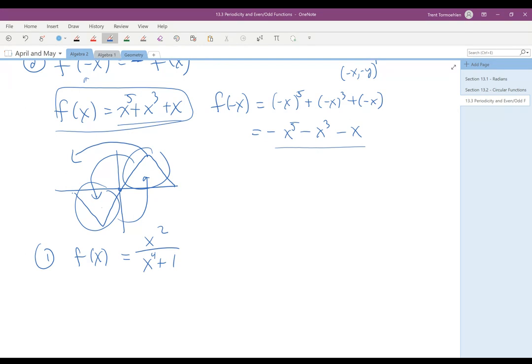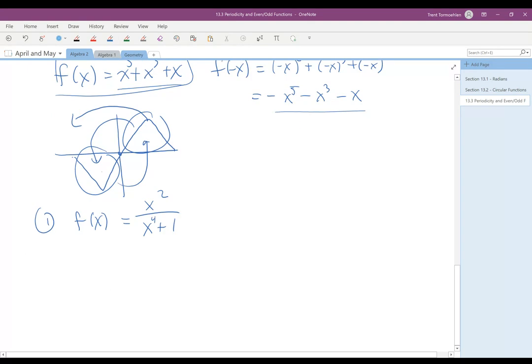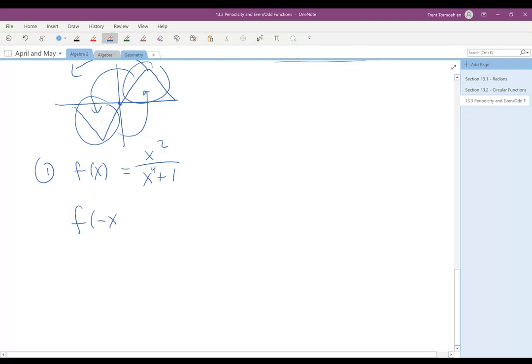So you plug in to do that. Algebraically, all you have to do is plug in the negative of your value, and then do the calculation. Well, that just turns out to be x squared over x to the fourth plus 1. f of negative x is the exact same as f of x, and so this is an even function.